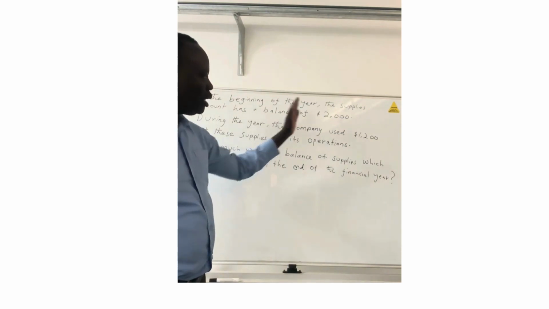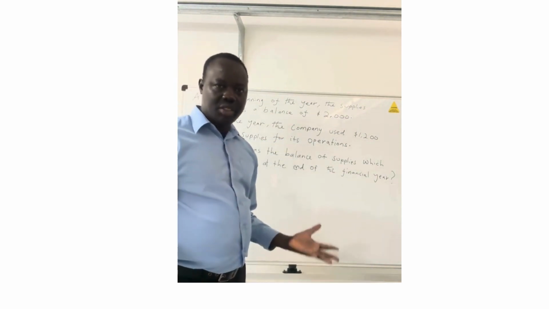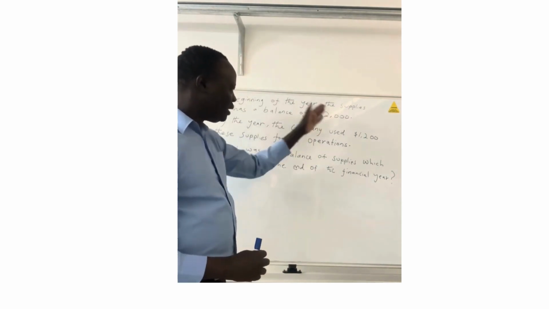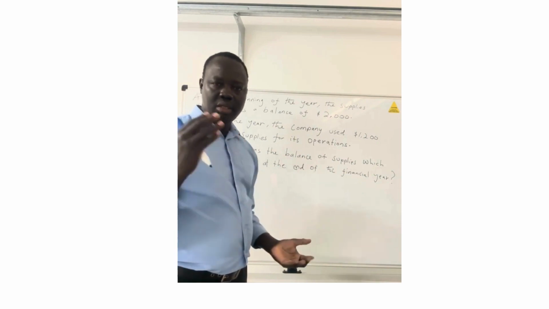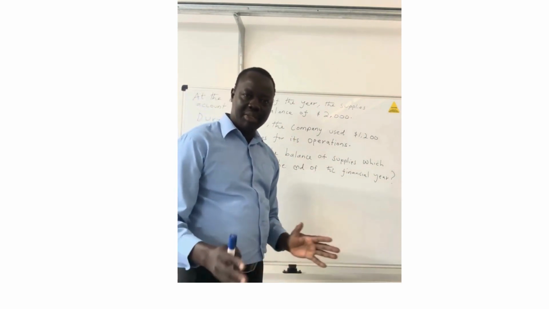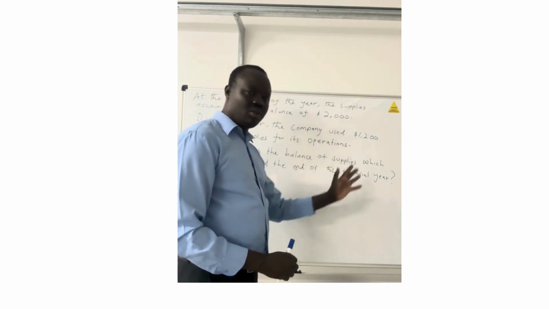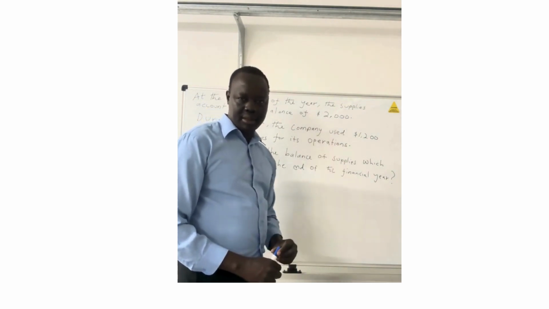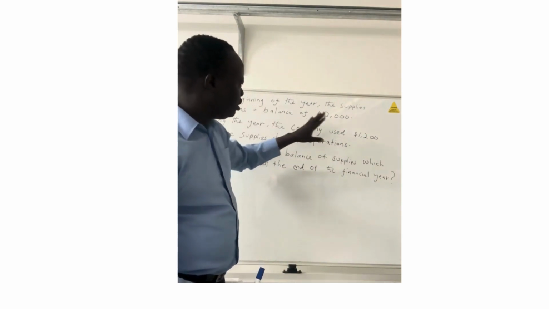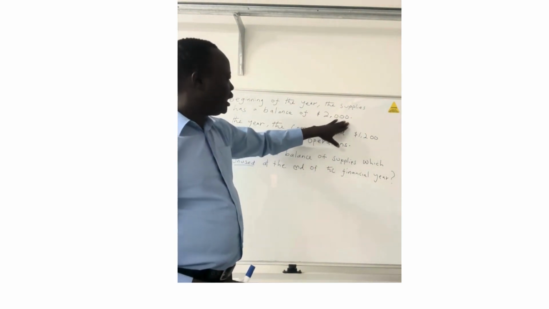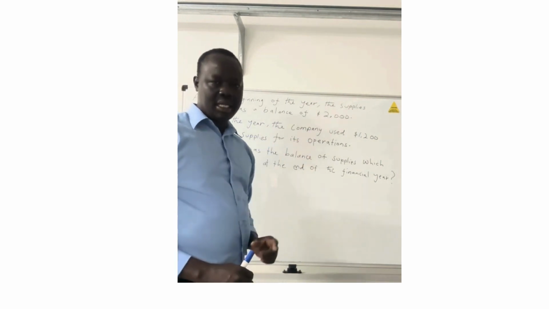So if you have a question like this, first of all, you need to know what accounts are involved in each of these. And you must also know the rules of debit and credit before you work out a question like this. So you have this balance of supplies. This is an asset account.